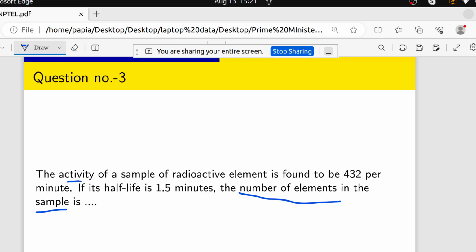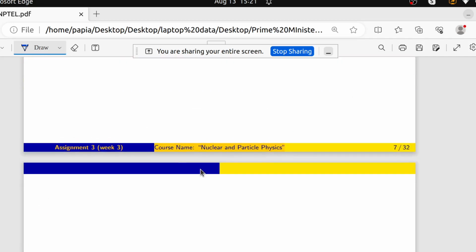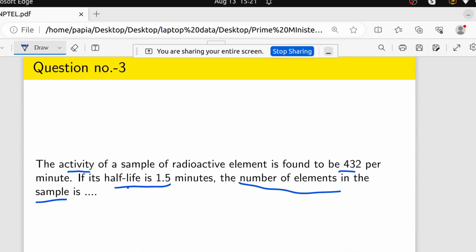There also it was giving the activity. Here also it is giving the activity and also the half-life. So I did not do that one here. You can do that very similarly, as I have already explained in the previous question. You can do it very similarly: what will be the value of the number of elements in the sample present right now? You have to just calculate the N value.